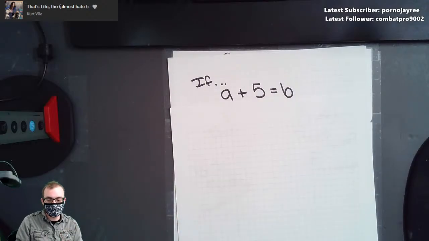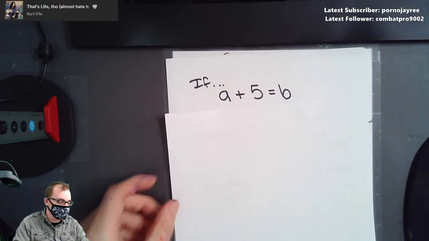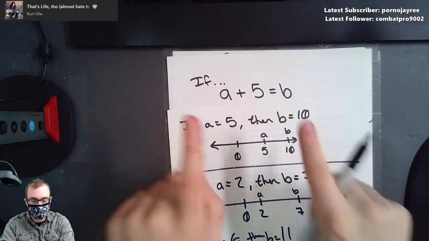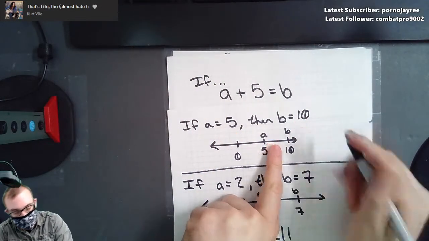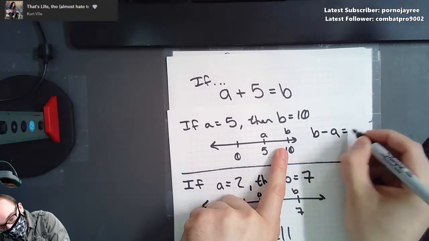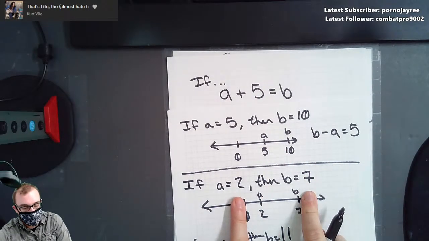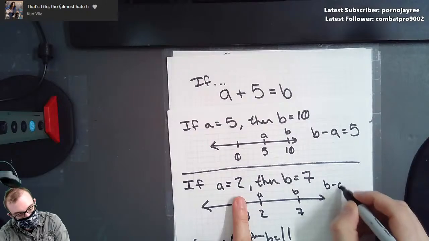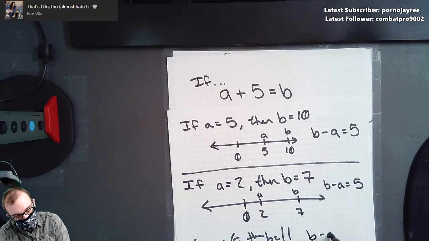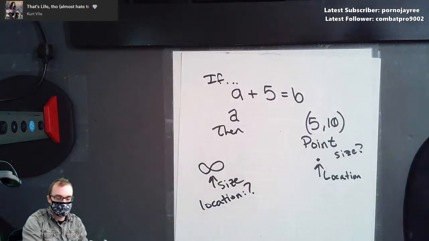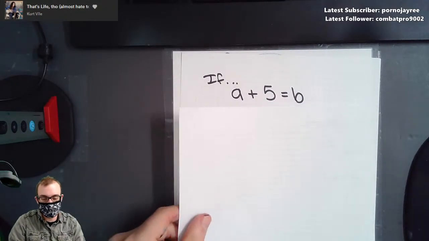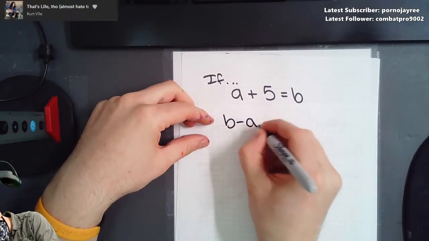You said the distance between A and B is always 5. Let's look at this. How did you find the distance between this? You subtracted them, right? You did B minus A, and you got 5. What about this one? What'd you do to find out that the distance is 5? You did 7 minus 2, otherwise known as... so apparently, this right here isn't just A plus 5 equals B. It also implies B minus A equals 5.